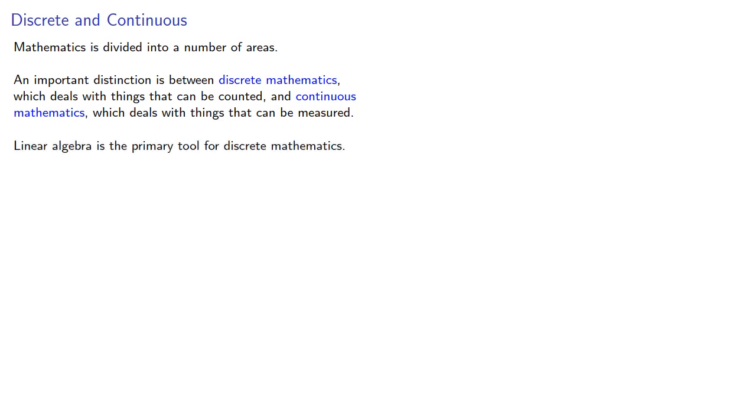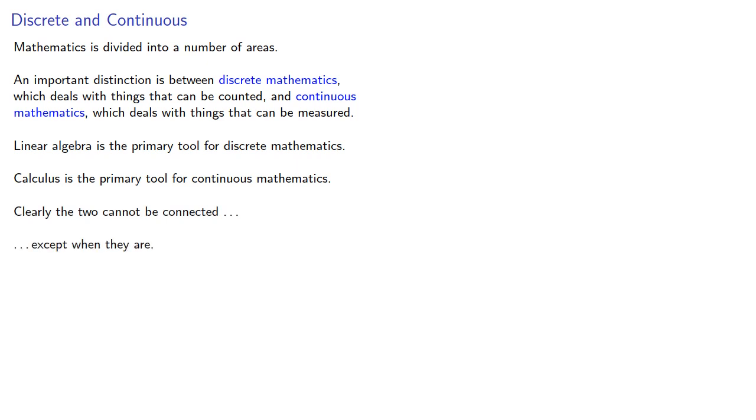Linear algebra is the primary tool for discrete mathematics. Calculus is the primary tool for continuous mathematics. Clearly, the two cannot be connected, except when they are.